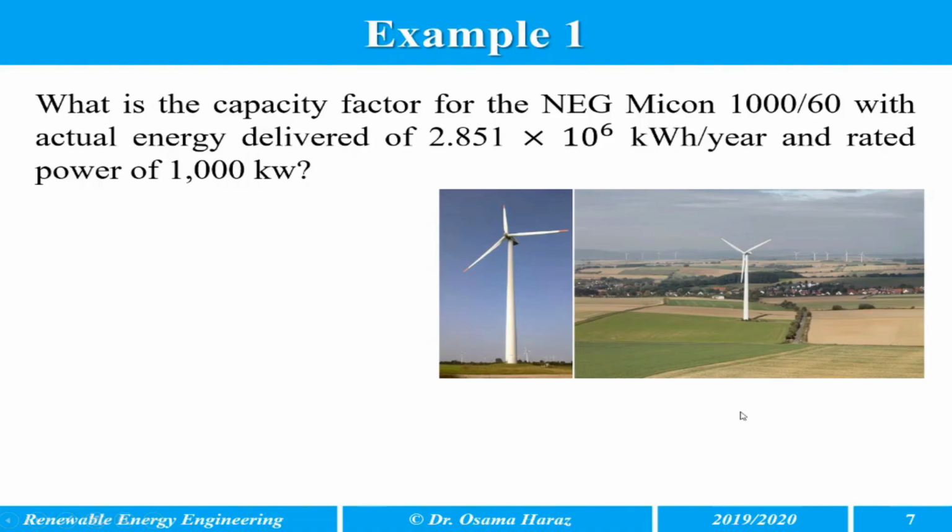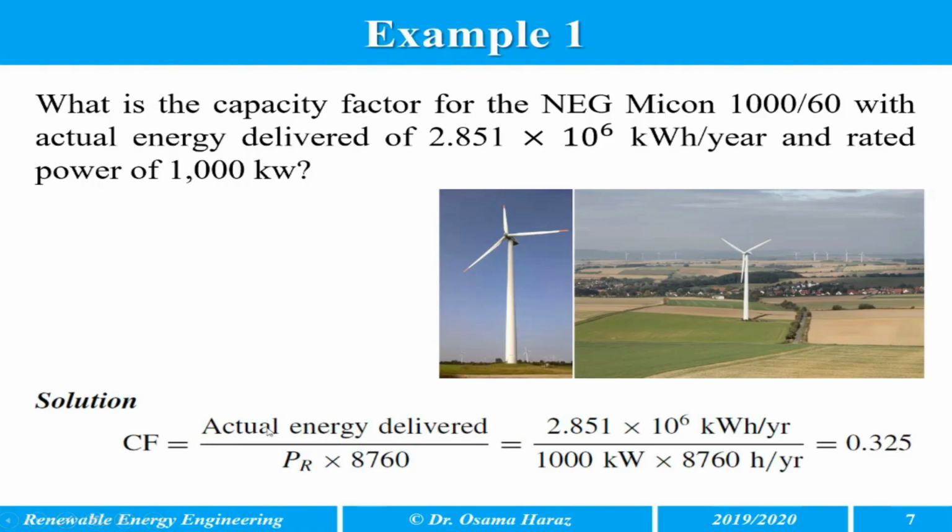This is one example of how to apply the CF. What is the capacity factor for the NEG Micon 1000/60 with actual energy delivered of 2.851 times 10 to the power 6 kilowatt hour per year and rated power of 1000 kilowatt? So how to calculate CF using this formula?